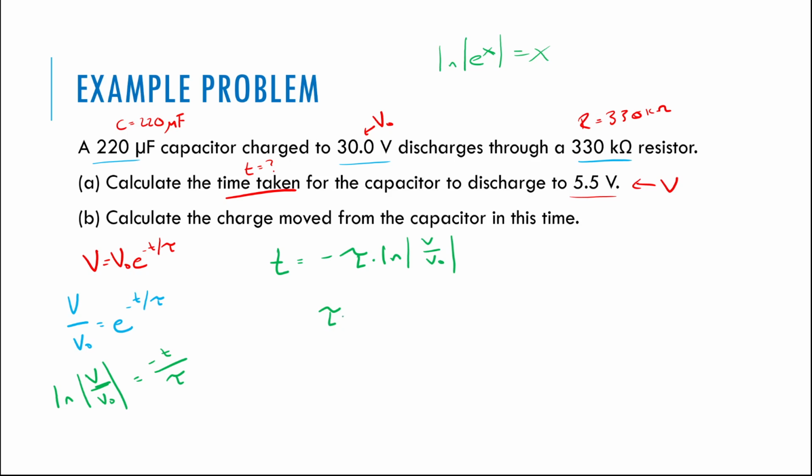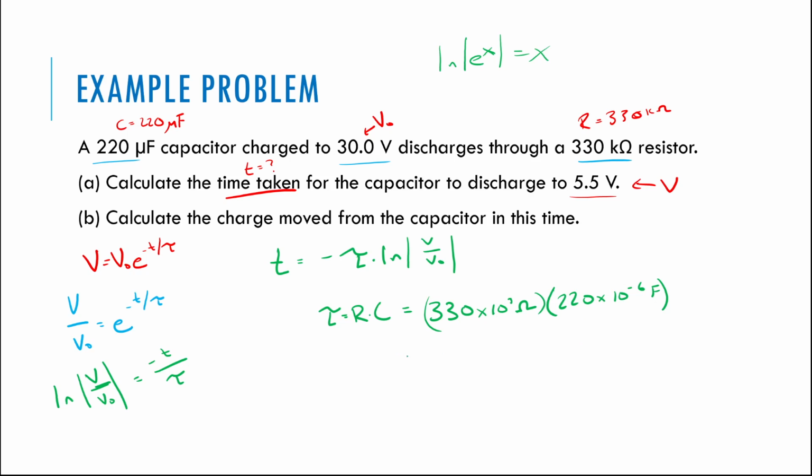I'm going to go to that other handy data booklet equation. Time constant is equal to R times C. Not too bad. R is 330 kilo ohms, so 330 kilo means times 10 to the 3 ohms. And I multiply that by capacitance, which is 220 microfarads, 220 micro, 10 to the minus 6, of course. Front of my data booklet will help me out if I forget that.